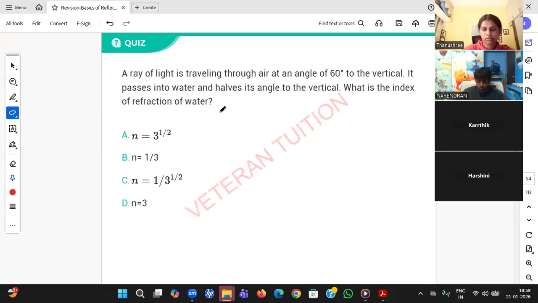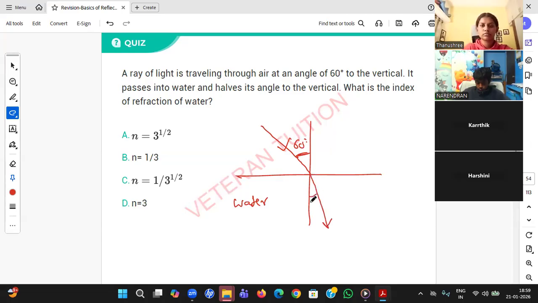So, student, the question is the same, I guess. A ray of light traveling through the air at an angle of 60 degrees. See, this is the ray of light, 60 degrees. So the previous question also had the same 60 degrees. It passes into the water and halves its vertical angle. What is the vertical angle? 60 degrees. So now it is taking half, that means 30 degrees. The same previous question, 60, 30. So in the previous question you got root 3. Here also you will get root 3. But the answer is written somewhat like this. Root 3 is nothing but 3 power half. A is the right answer. Same question, previous question, 60-30.